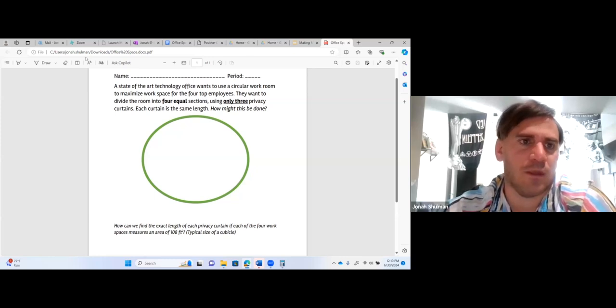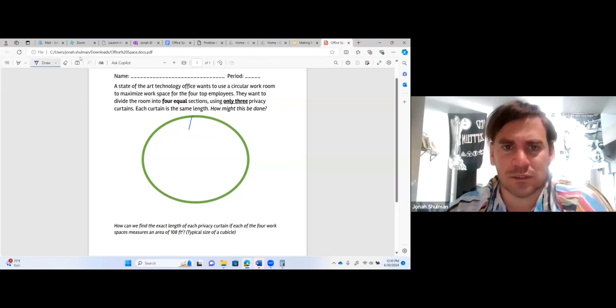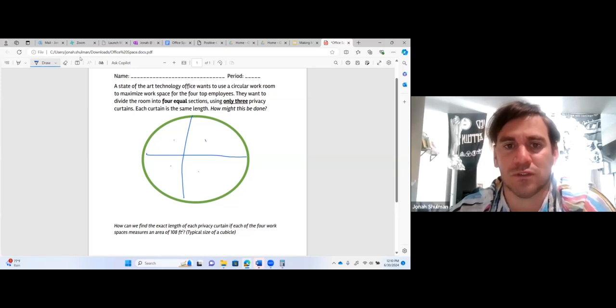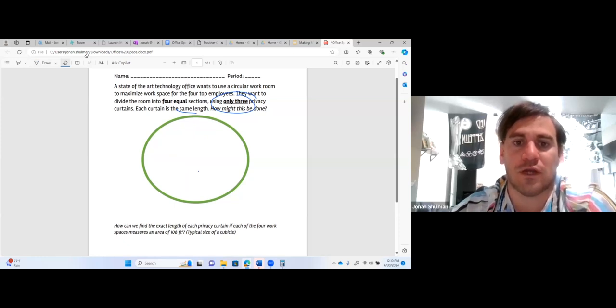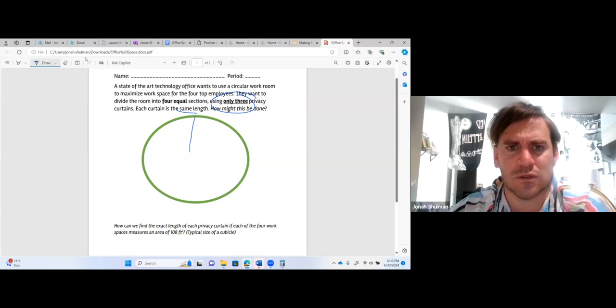A lot of students will do this and be like, I have 4 equal spaces, but these are just 2 curtains. We need 3 curtains of the same length. So that's off. Another common thing students will do is they'll do this.